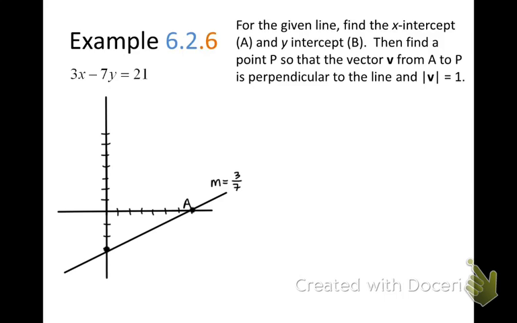There we go. All right, so in other words, the line going through these points is perpendicular. But does it have a magnitude of 1? How do I find that point that's going to have a magnitude of 1?